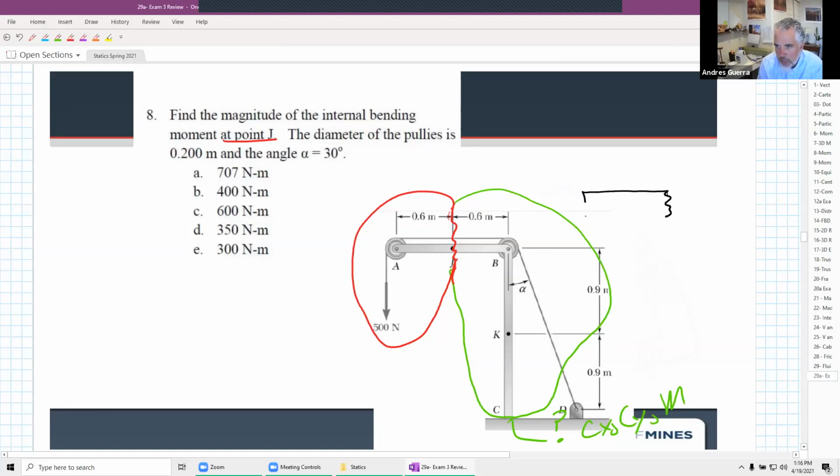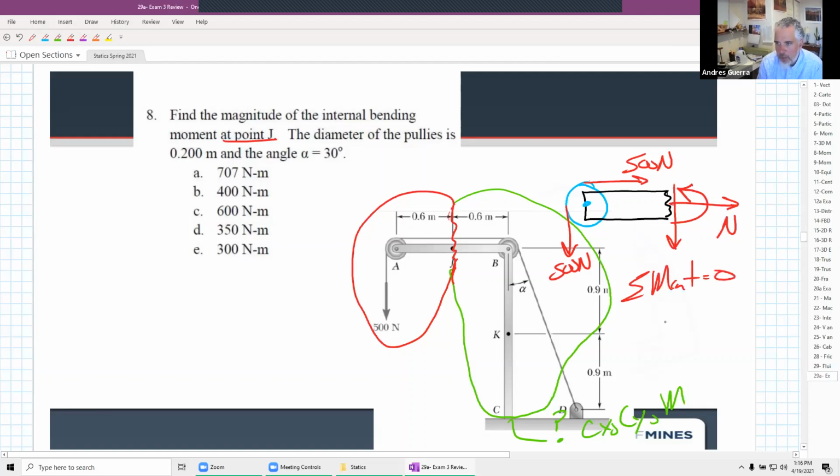So let's go to the left of that cut, and we have our pulley right here. And then we're going to have our forces acting on that. We'll have a 500 newtons going here. We'll have a 500 newtons here. We know what all those distances are, and then we would draw our V, our M, and our N. We sum moments about the cut equal to 0, and we can find that M at point J. By summing moments at the cut, we solve for MJ.